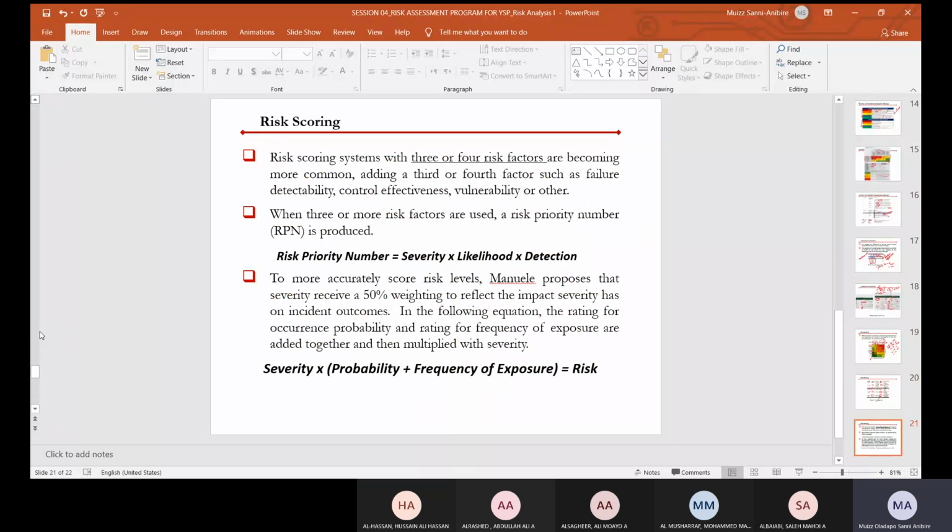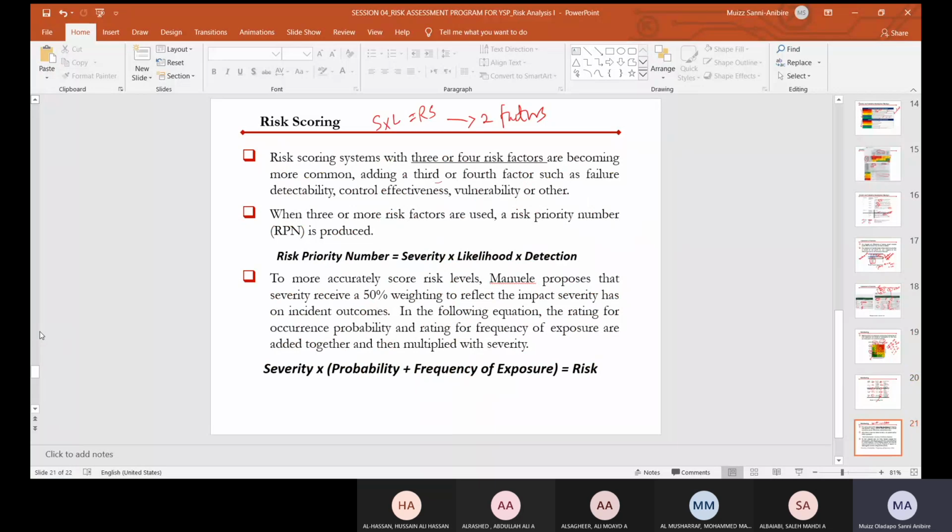Now, in terms of risk scoring, as we might have mentioned previously, this is basically a formula where you simply multiply the severity by the likelihood, and this gives you the risk score. Risk scoring systems with 3 or 4 risk factors are becoming more common. So these are just 2 factors. This is a 2-factor risk scoring system, but some experts believe that there are other factors that also influence the characterization of the risk.